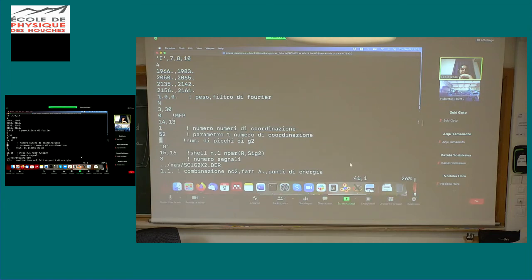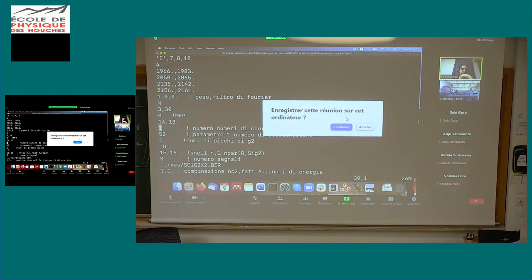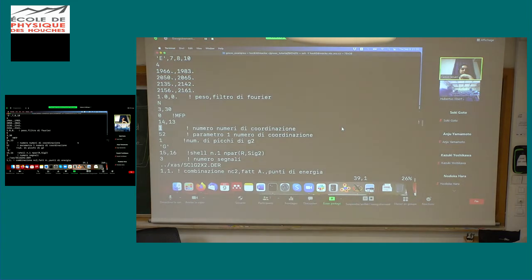parameters, which are the gamma parameter and the experimental resolution. So after that we have coordination numbers.